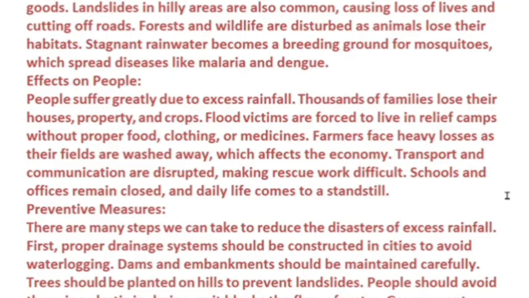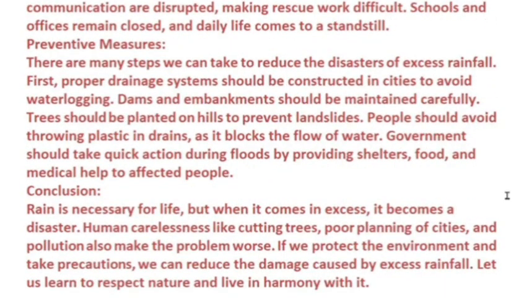Preventive measures. There are many steps we can take to reduce the disaster of excess rainfall. First, proper drainage systems should be constructed in cities to avoid water logging. Dams and embankments should be maintained carefully. Trees should be planted on hills to prevent landslides. People should avoid throwing plastic in drains as it blocks the flow of water. Government should take quick action during floods by providing shelters, food, and medicine to affected people.